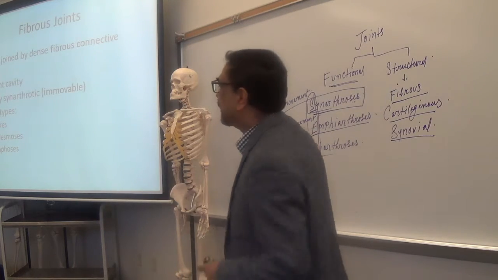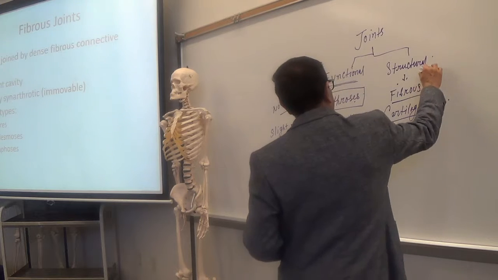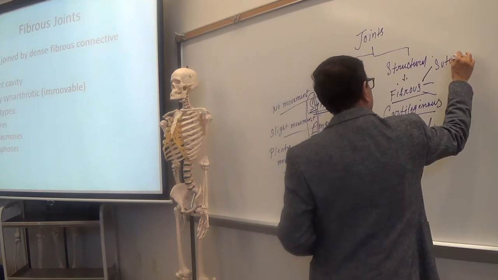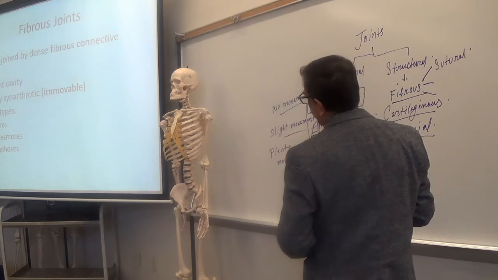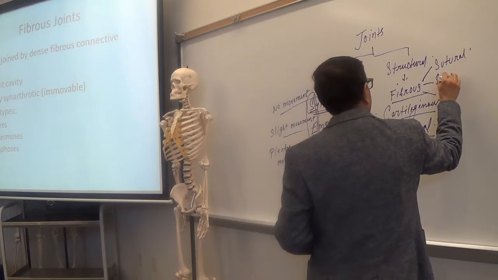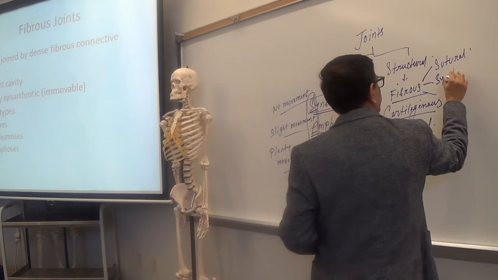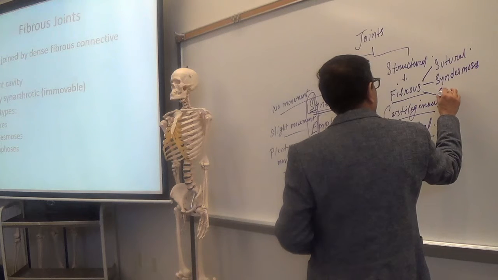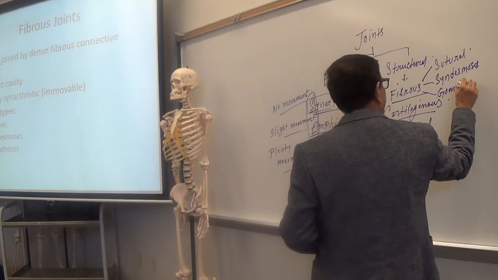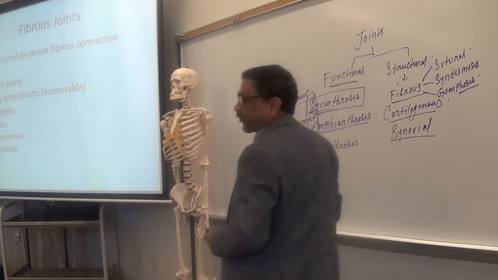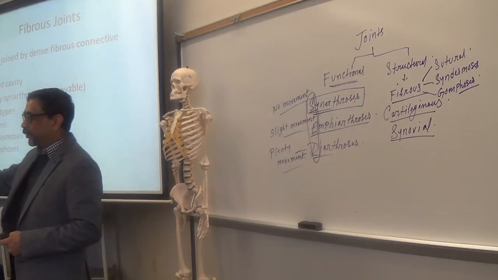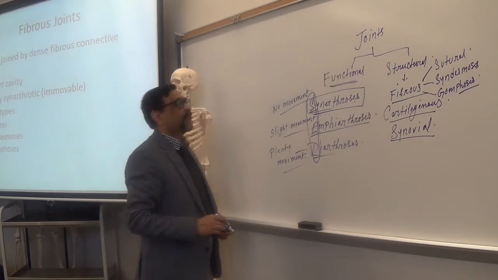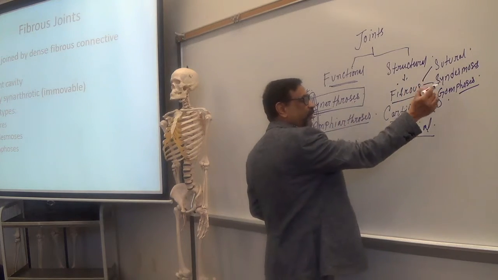Fibrous is divided into three types: sutural, syndesmosis, and gomphosis. Okay? So those are three types of fibrous joints: sutural or suture, syndesmosis, and gomphosis type. Okay?